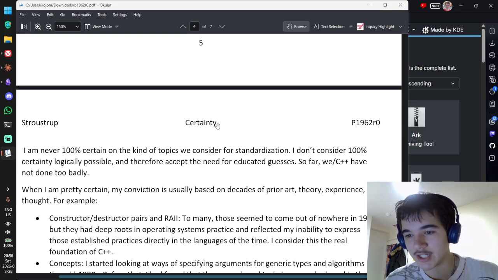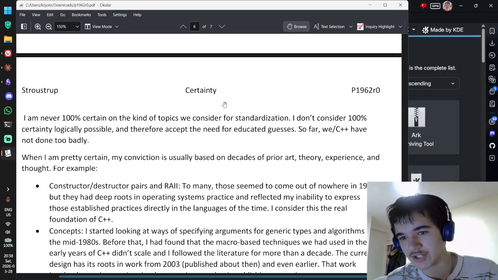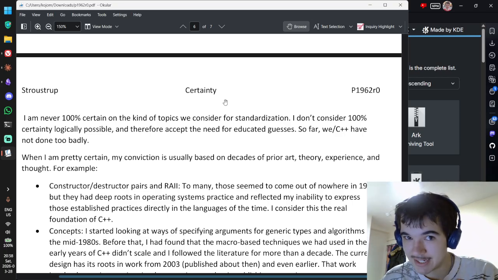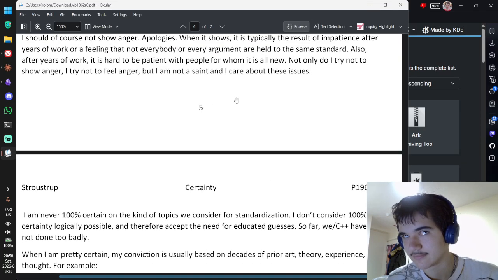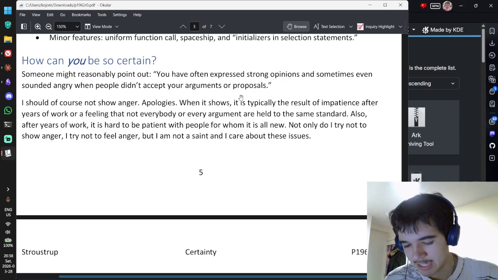I'm never 100% certain on the kinds of topics we consider for standardization. I don't consider 100% certainty logically possible. And the only certainty is that certainty does not exist, and therefore accept the need for educated guesses. So far, we slash C++ have not done too badly. I'd agree. Yeah, I mean, I'm not a C++ expert, but I think a lot of the issues that people take with C++ actually aren't as bad as they may initially seem, or even as bad as they seem. Full stop.